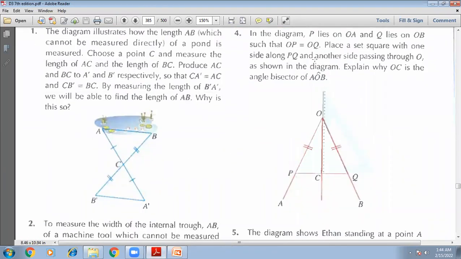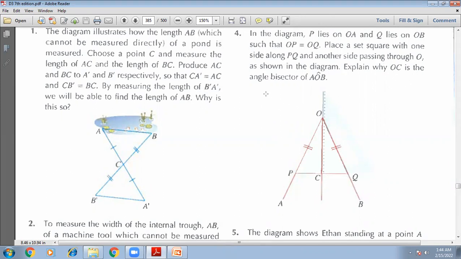In the diagram, P lies on OA and Q lies on OB, such that OP equals OQ. So it's given that these two sides are equal. Place a set square with one side along PQ and another side passing through O. So they have placed a set square. I don't think that you all can see this set square, because this scanning is not that good, but you can see this is a set square placed here. Here is the 90-degree angle. So I'm passing through O as shown in the diagram.